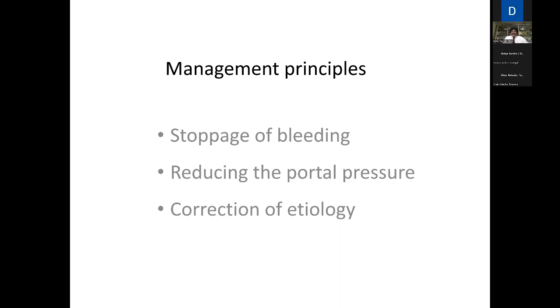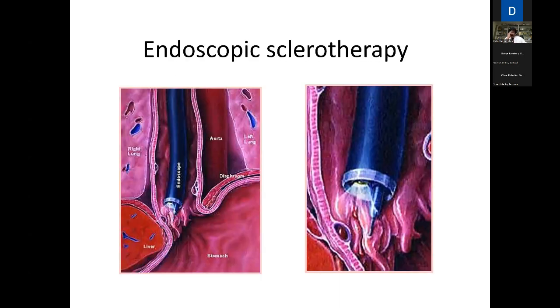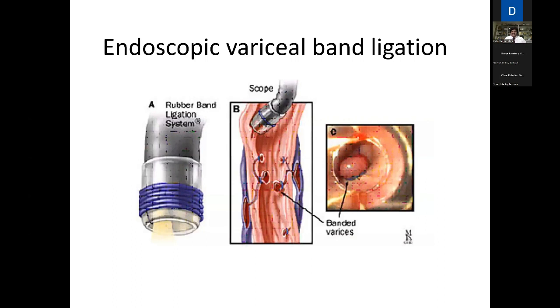And the third one is to find out the etiology, whether cirrhosis or non-cirrhosis, and treat it accordingly. One of the age-old methods of getting hemostasis was endoscopic sclerotherapy, which is not used anymore. Now the present method is endoscopic variceal band ligation. These patients will be bleeding from the esophageal varices.